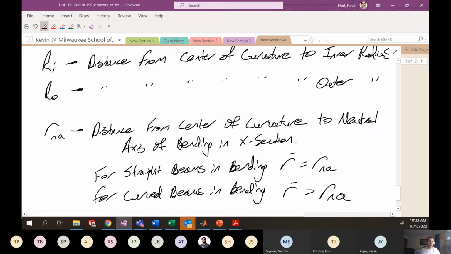And it is always true that the neutral axis location is shorter than the centroidal axis location. And we'll show this and talk about why this is in just a second. But for curved beams in bending, the location of the neutral axis is always slightly in from the location of the centroidal axis. So I'll give you a second here, and then I'm going to actually draw it on the picture.